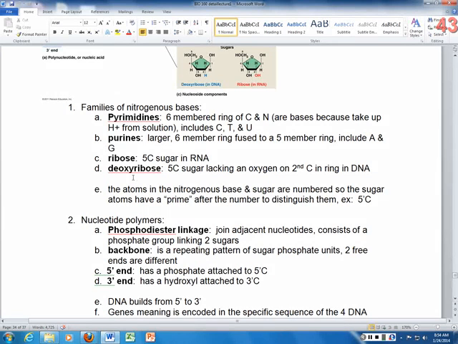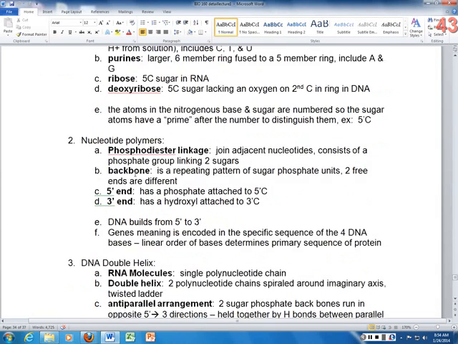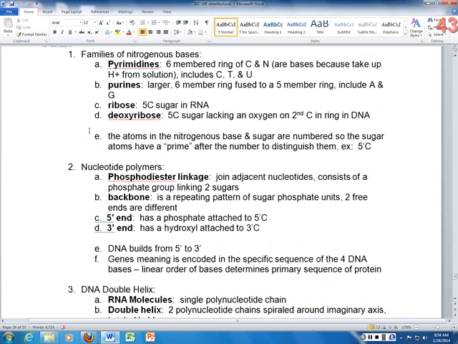So ribose, just the 5-carbon sugar in RNA. Deoxyribose, the one in DNA. It's just missing an oxygen. So how do you memorize the C, T, and U? That they're pyrimidines, they're the leftovers. Oh, okay.